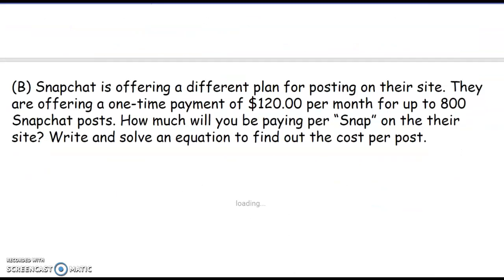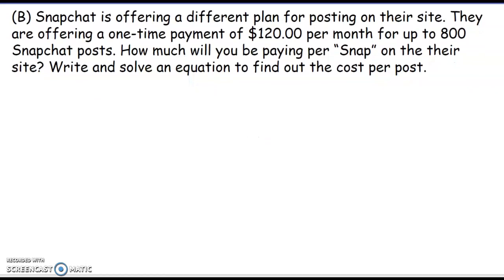Let's look at letter B. Letter B says Snapchat is offering a different plan for posting on their site. So now we can go to this new plan. So we're going to try to see which one is a better deal. It says they are offering a one-time payment of $120 per month for up to 800 Snapchat posts. How much will you be paying per snap on their site? Write and solve an equation to find out the cost per post. So what we need to know is this.